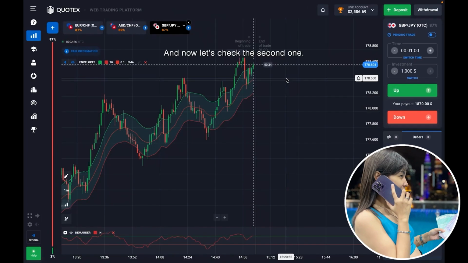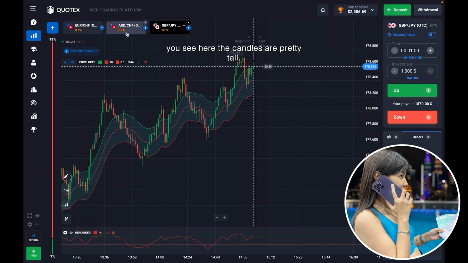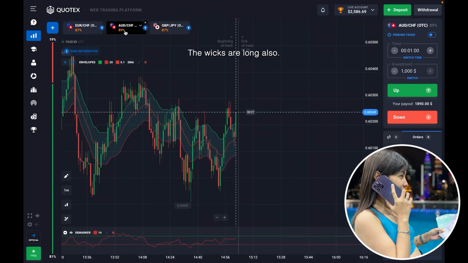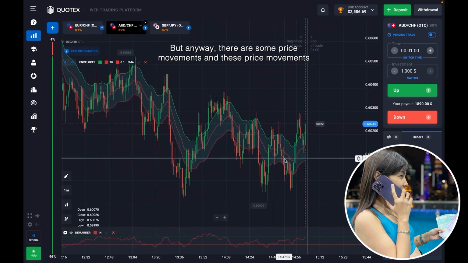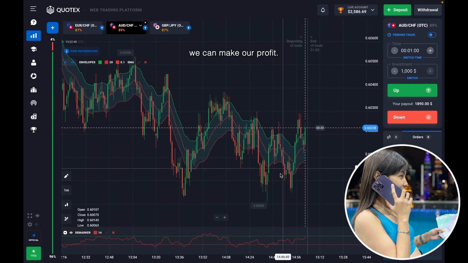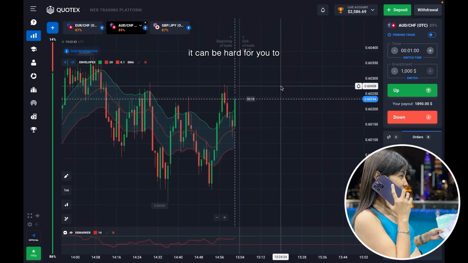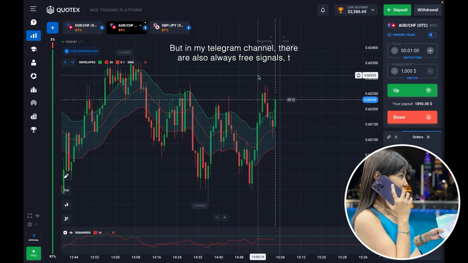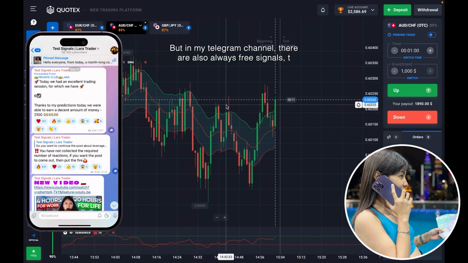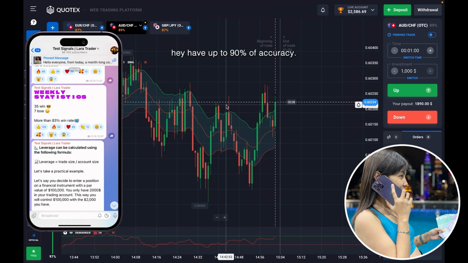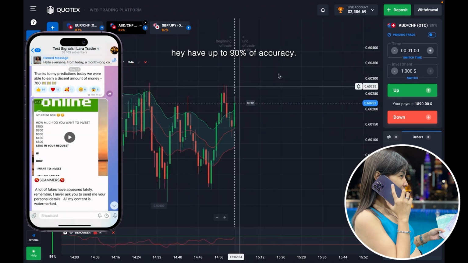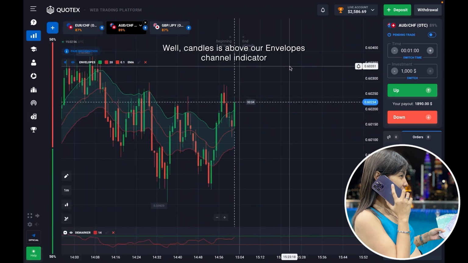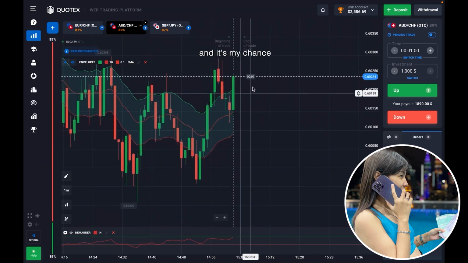And now let's check the second one. It's been long since we checked Australian dollar Switzerland franc, and you see here the candles are pretty tall. The wicks are long also, but anyway there are some price movements, and from the price movements we can make our profit. So for example, when you see such a situation, it can be hard for you to understand which direction is better to trade. But in my Telegram channel there are also always free signals, and they have up to 90% of accuracy. So while candles are above our channel indicator, it's my chance.